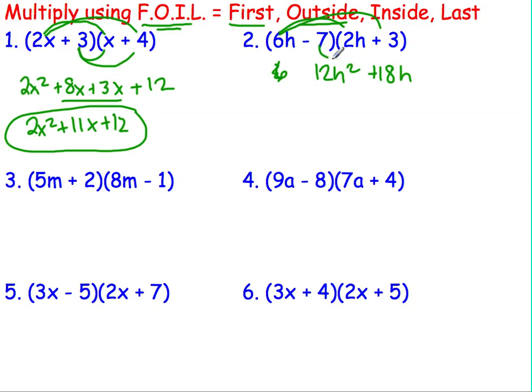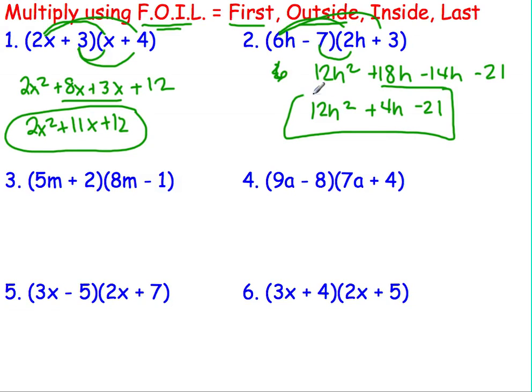Then we'll say the inside terms, which is negative 7 times 2h, which is negative 14h. And negative 7 times 3 is negative 21. And then combine our middle terms. We have 12h squared plus 4h minus 21. This becomes our final answer.